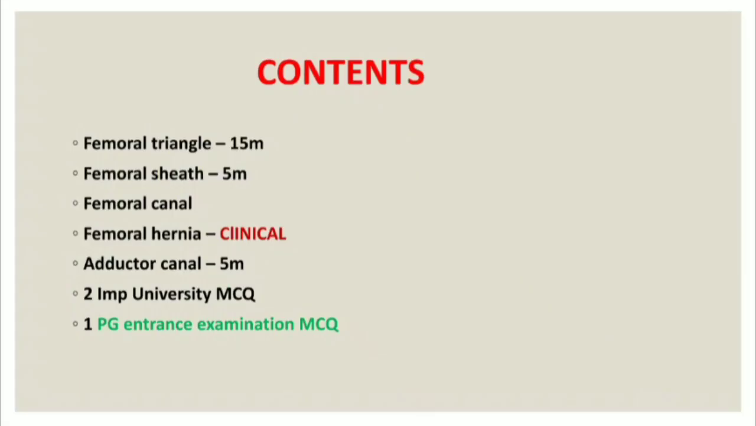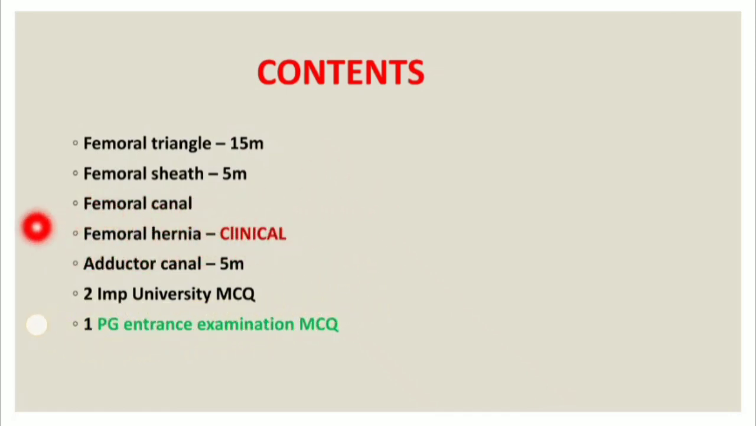Let's start. Before going into the session, I'll tell you what we are going to discuss. Today's topic is the femoral triangle. The femoral triangle is a very important essay question from the university point of view. Then we are going to discuss the femoral sheath, which is a very important short note. Then the femoral canal.